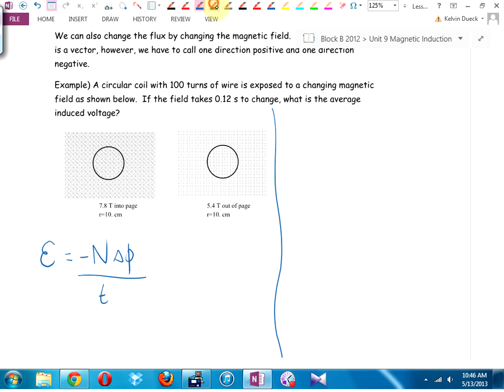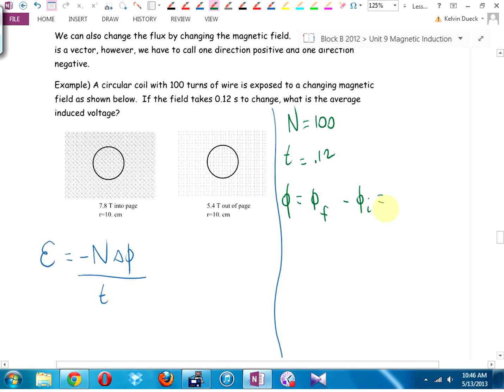I'll list my data over here. Alejandro, what's N? Yep. And the other easy one, Alejandro, what's time? How do you know? Seconds, yeah. And then Alejandro, I need the change in flux. What's change in anything? Final minus initial.